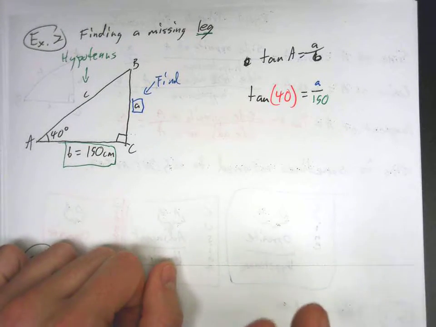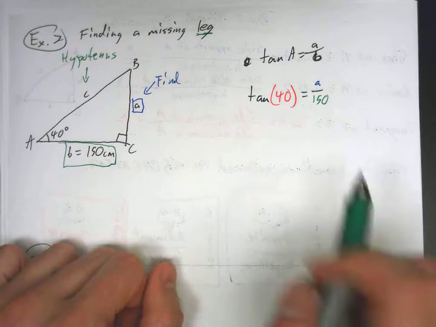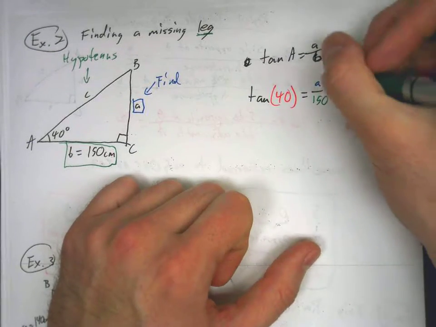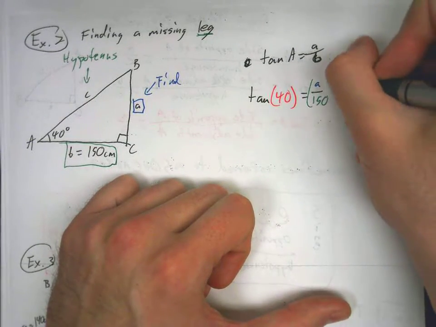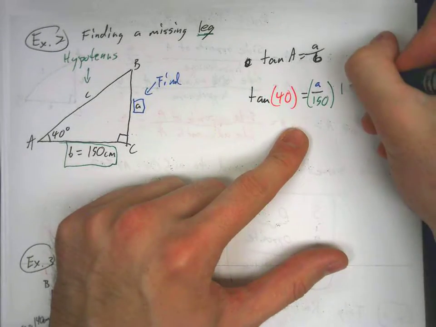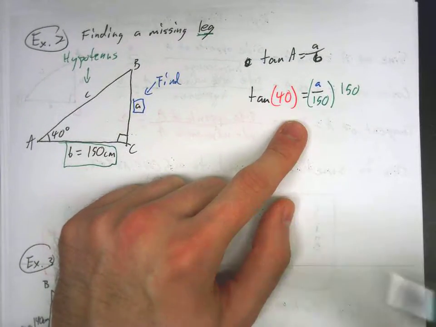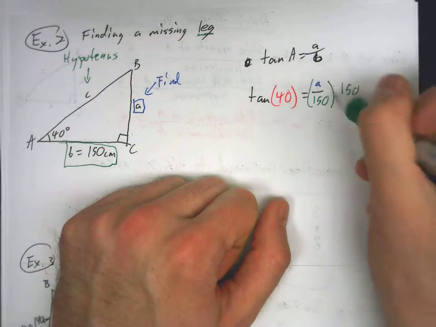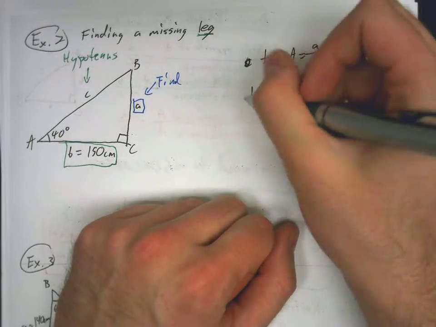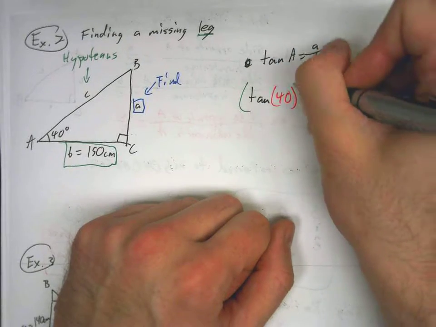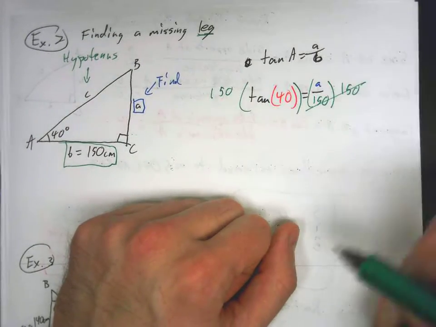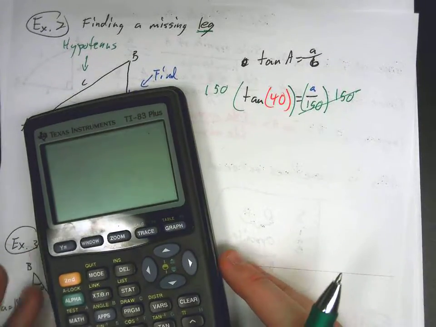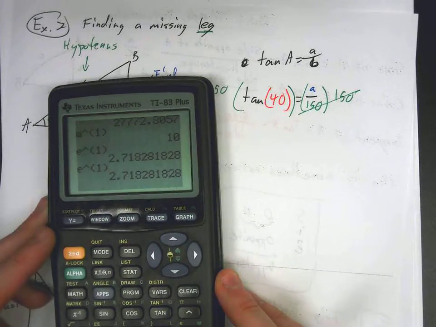Now, this is just an algebra problem at this point. We need to get the A by itself, because that's what we want to find. To find that missing value of A, I'm going to multiply this side by 150. The reason I'm multiplying by 150 is I want to do the opposite of the operation that's already there. It's being divided by 150, so to cancel that out, I'm going to multiply it by 150. That cancels those two out. Since I multiplied one side by 150, I also have to multiply the other side by 150. At this point, it becomes calculator work. We just need to take a look at what the tangent of 40 multiplied by 150 is.